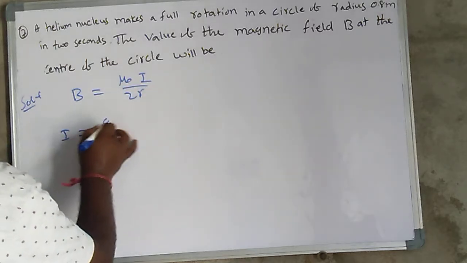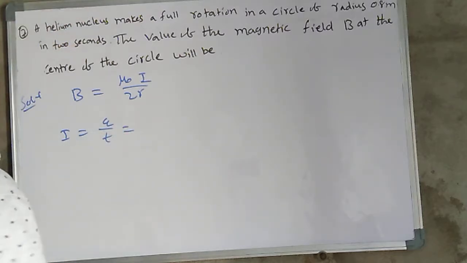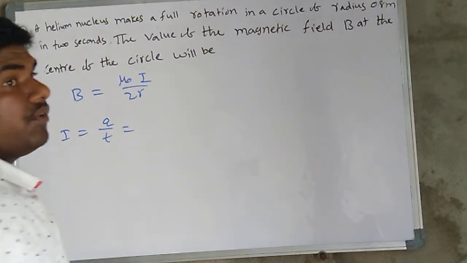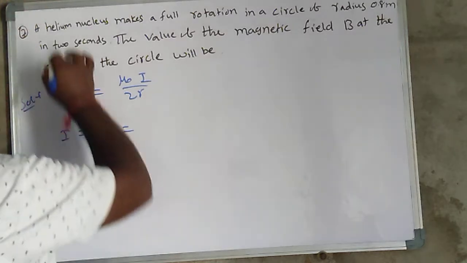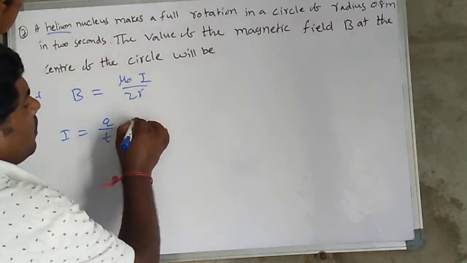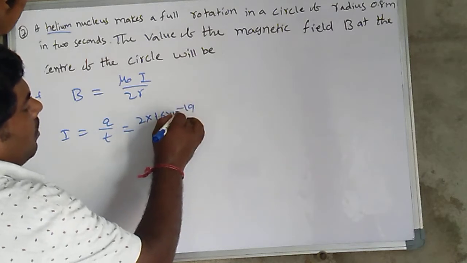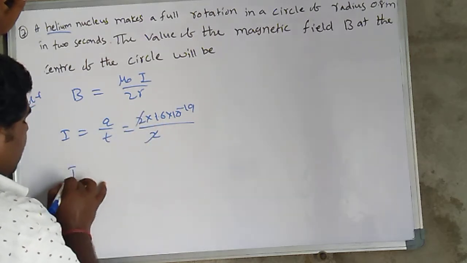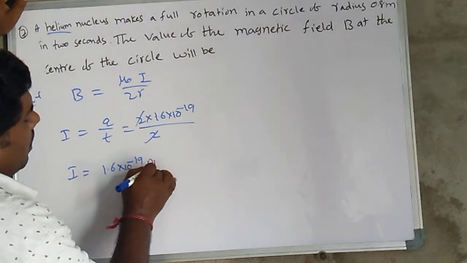I is equal to charge by time. Time t they have given as 2 seconds, and q is nothing but the number of electrons n into the electron charge e. Here the helium nucleus has 2 charges, that's why 2 into the electron charge 1.6 into 10 to the power minus 19 coulomb, divided by time 2. This 2 cancels, so I is equal to 1.6 into 10 to the power minus 19 ampere.